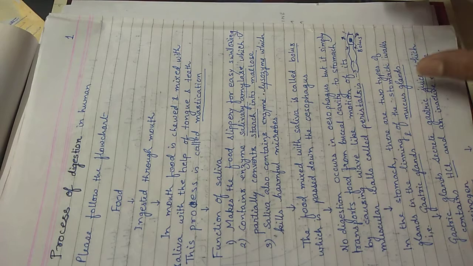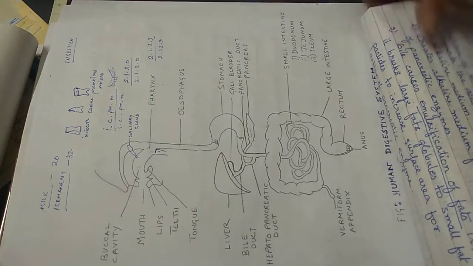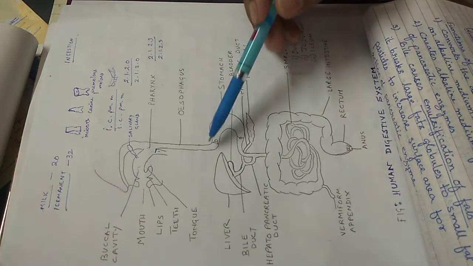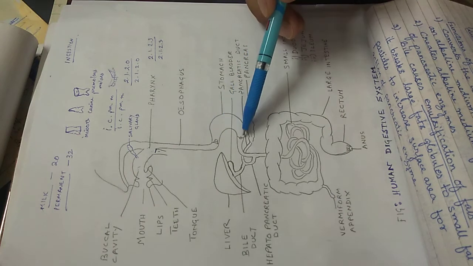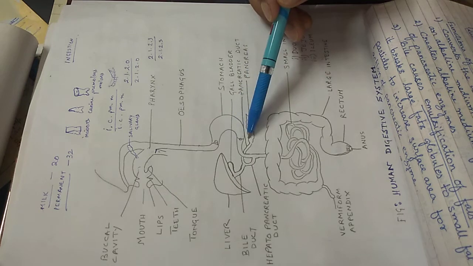Okay, so now the food reaches the widest part of the digestive system, and the widest part of the digestive system is the stomach. As the food reaches the stomach, there are two valves of the stomach which prevent or allow the food to move in one direction.